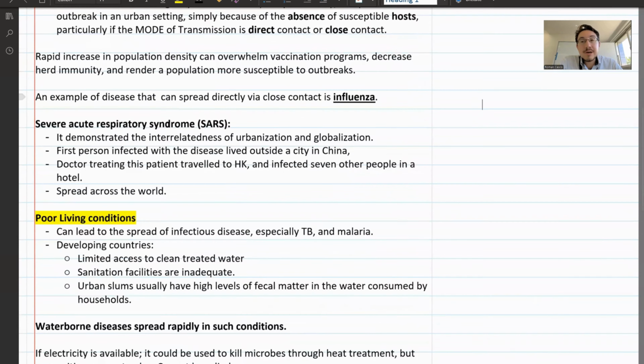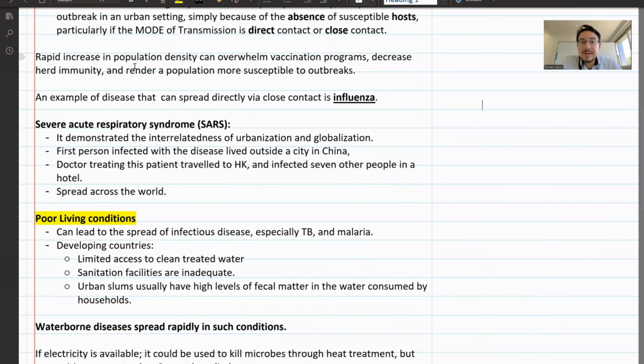And there's another problem related to population density, which is the idea of overwhelming vaccination programs, right? There's more people than what we can give vaccines to in a certain period of time. And we were kind of seeing that with COVID, with everyone trying to get the vaccine as quickly as possible, right?